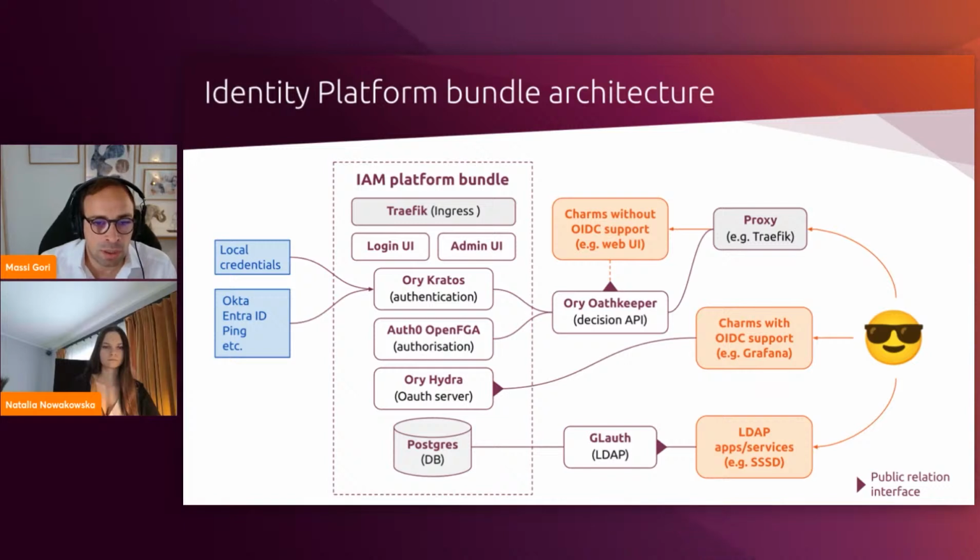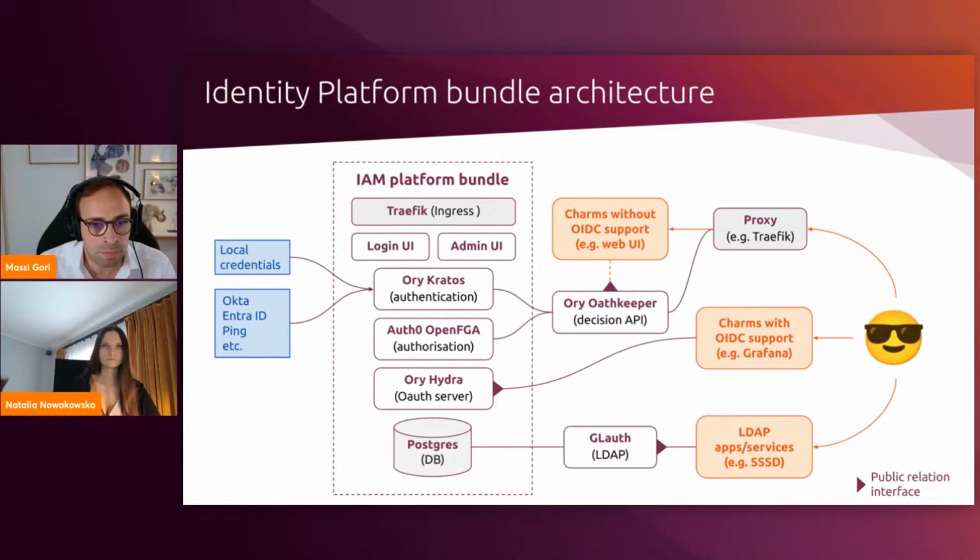Now, if you look at our platform, there is the part in the dotted line, which effectively is the core of it. We talked extensively about charms in the previous session, and the core identity platform will be delivered as a Juju bundle and includes a series of components. We use the Postgres charm that was illustrated in the previous talk as the default data backend for all of the components that we use.